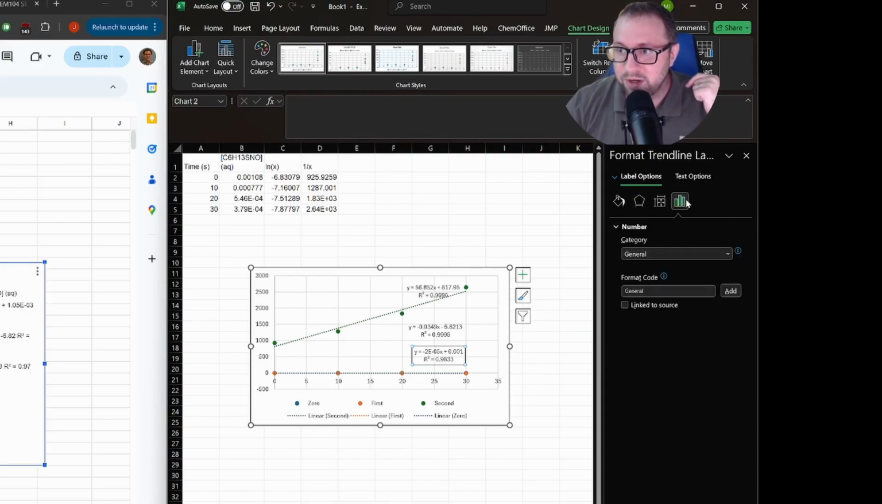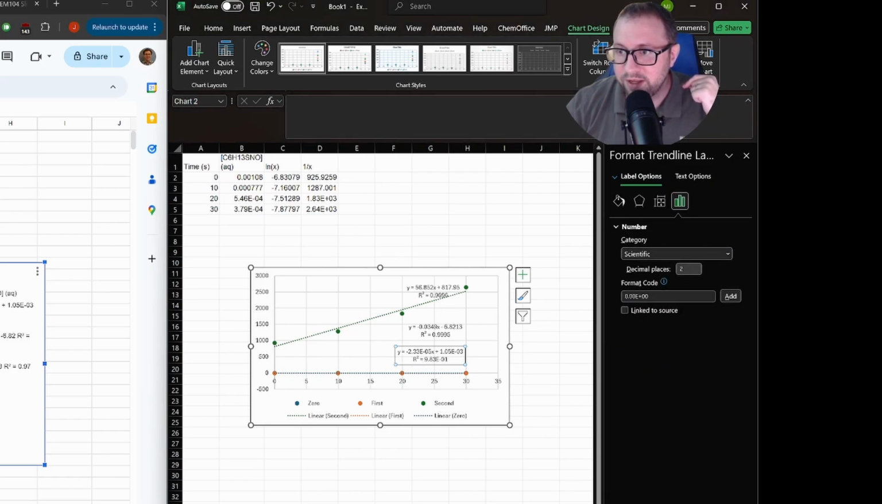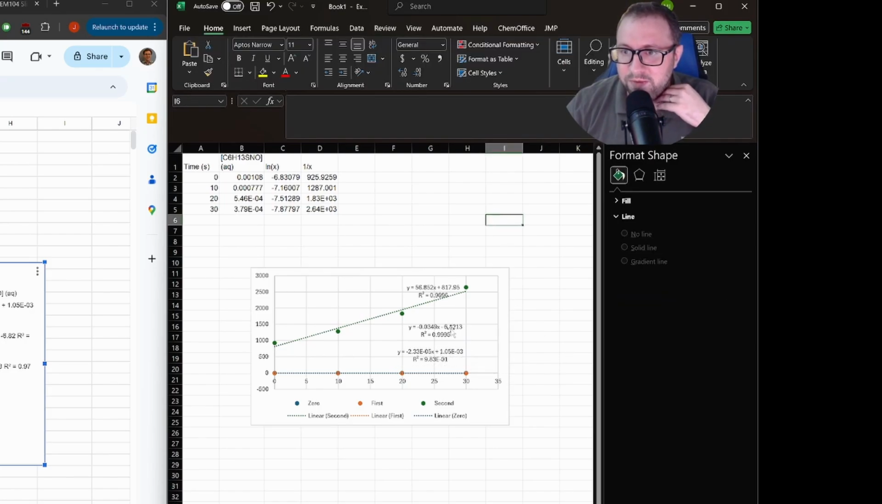So for Excel, what we're going to do is go over to our label options. We're going to change our number type to scientific. And now that will force this to report with 3 sig figs or 2 decimals of accuracy. Yeah, this will be 3 sig figs, right? Because it's in engineering notation. All right, so now we have our values.